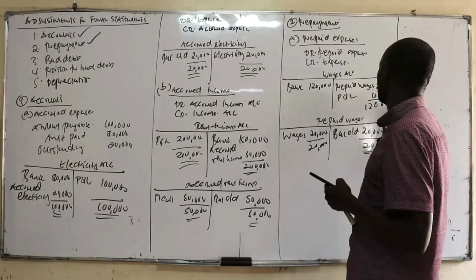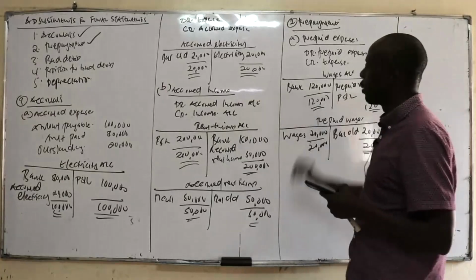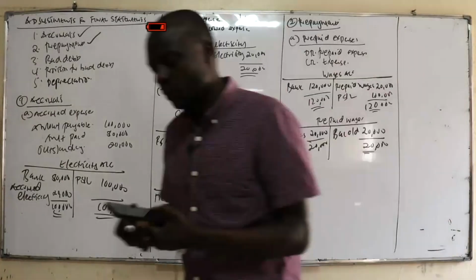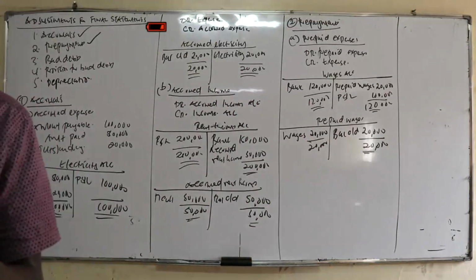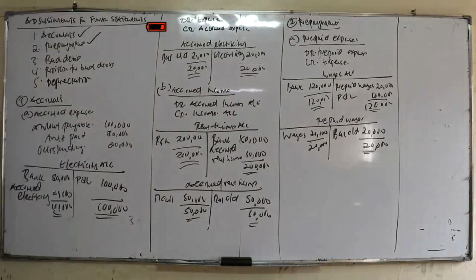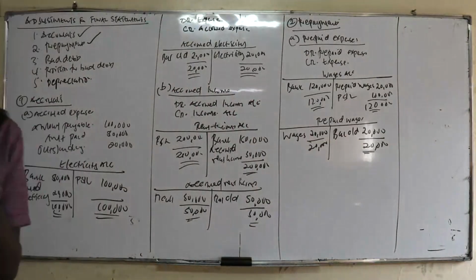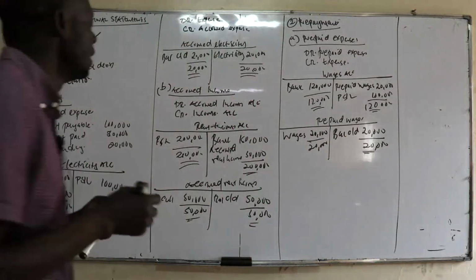100,000. That is 100,000. So that is how we advance for prepaid expense. So I've written there, prepaid expense should not be charged in the profit and loss account, but should be carried forward to the next financial period and should be shown in the balance sheet as a current asset. And I've given you an example. So that is prepayment, prepaid expenses.